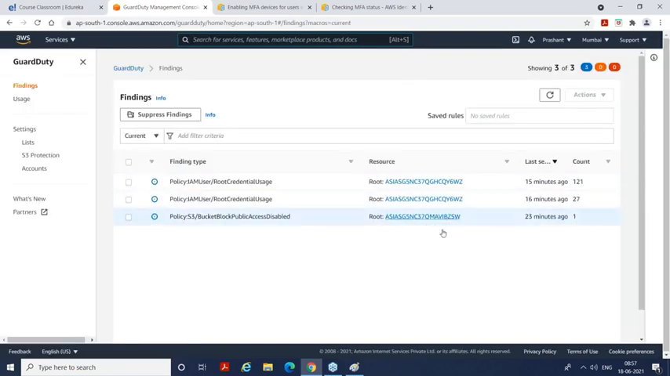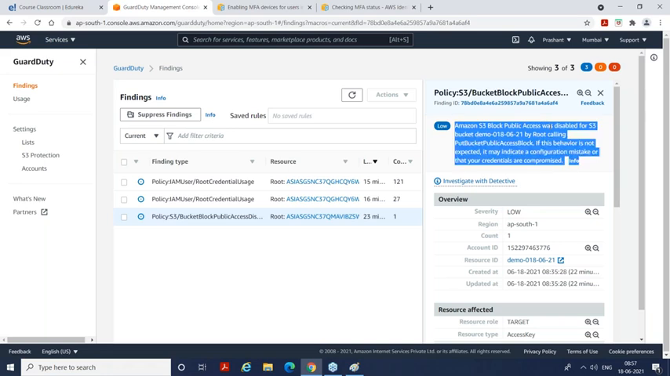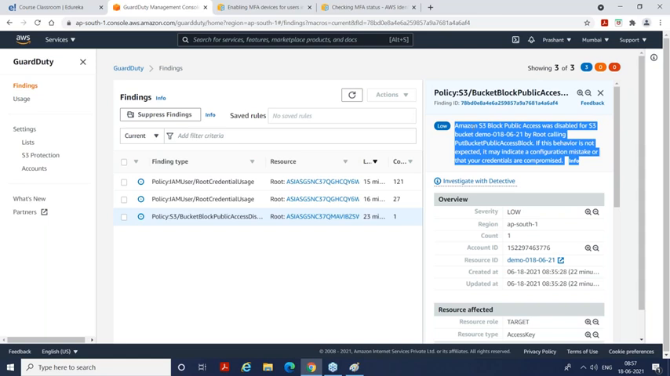We had count as 62 and 10. Now you notice bucket block public access disabled. One count. Now, if you talk about this, Amazon S3 bucket block public access was disabled. Remember, earlier my bucket was blocked, public access was enabled, right? And now you notice we disabled it when we added that object, if you recall.